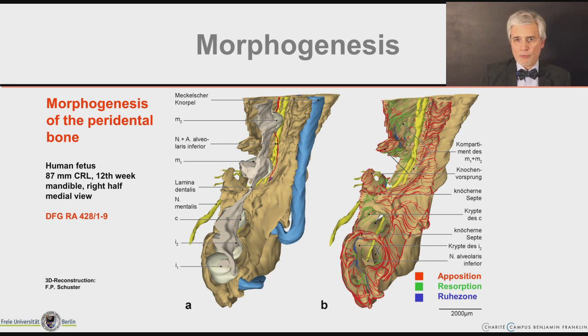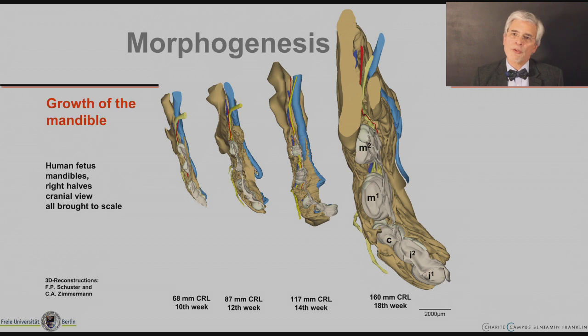And the German Research Foundation, DFG, has supported this work for many years, which we have carried out with graduate students. And here are the reconstructions made by Camilla Zimmermann and by Felix Schuster. And to show you the proportions, here we have some reconstructions of the lower jaw, only the right halves again, viewed from above, shown in the same scale. So far left, the 10th week, to the far right, the situation in the 18th week. And the scale is inserted, the line at the bottom is 2 millimeters.